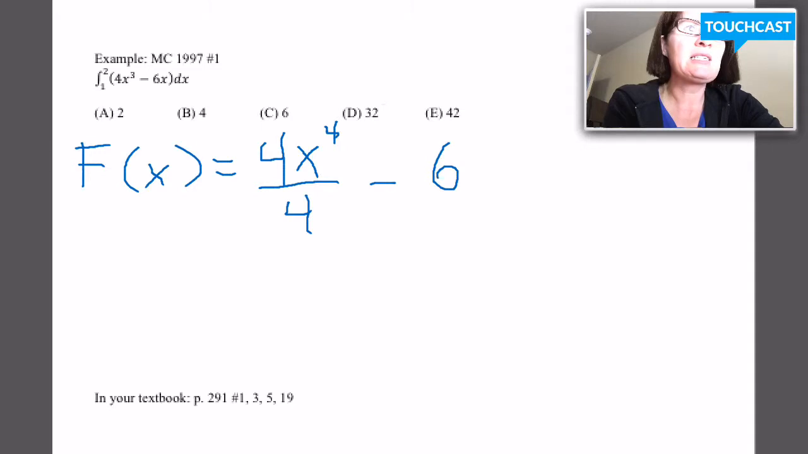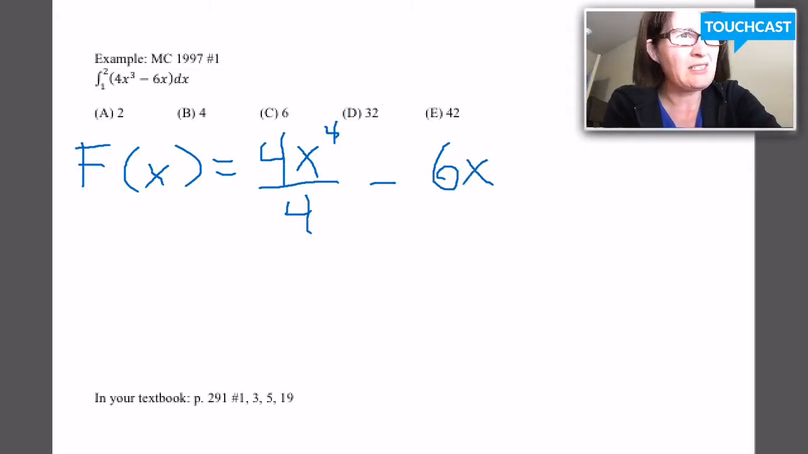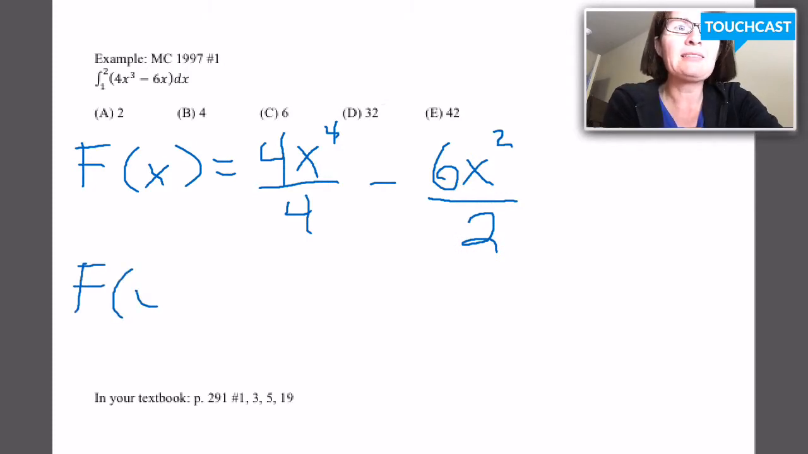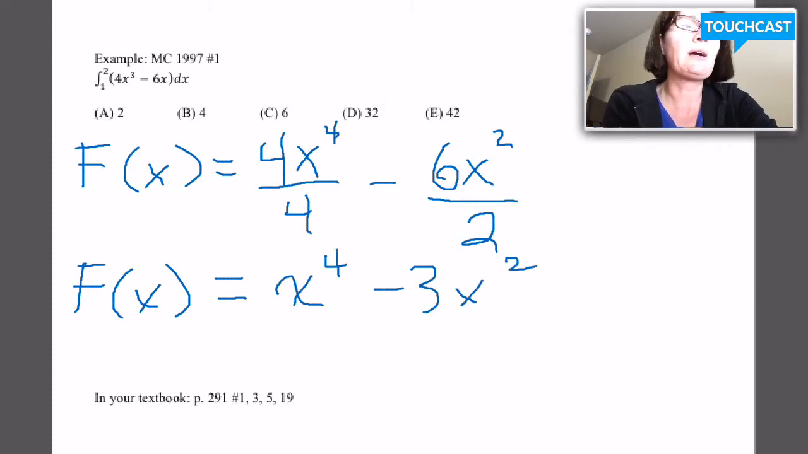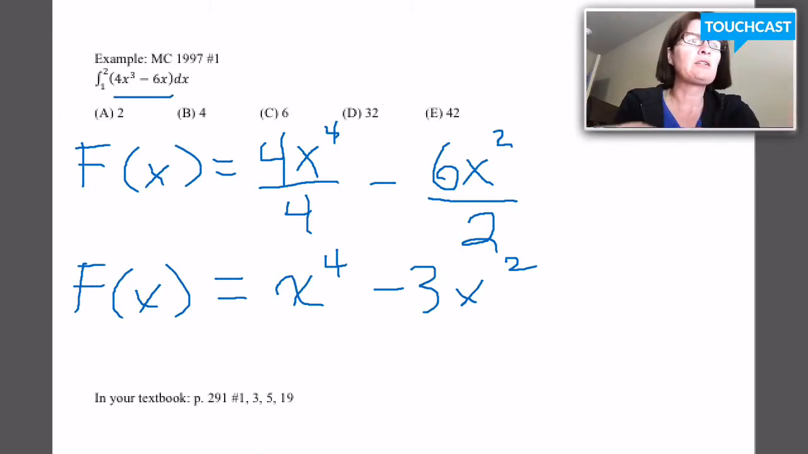I have a 6x. I'm going to increase the exponent by 1, so that is 6x to the 1st. It's going to become 6x squared. And I'm going to divide by the new exponent. So the antiderivative function that I'm going to use is x to the 4th minus 3x squared. How could you check your work? Check your work by taking the derivative of x to the 4th minus 3x squared, 4x cubed minus 6x, and just double check that you get this integrand that you're starting with.